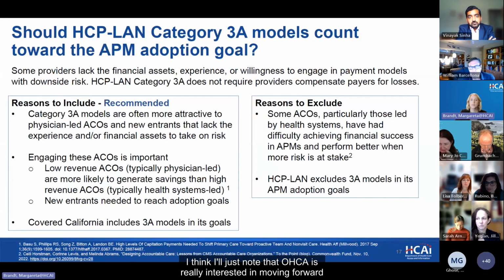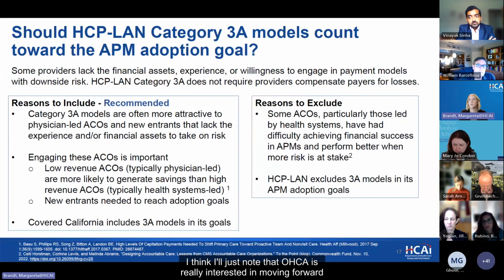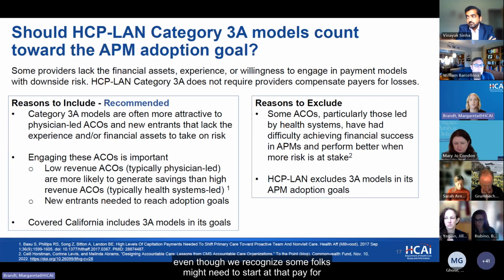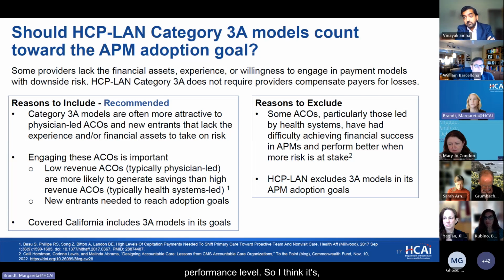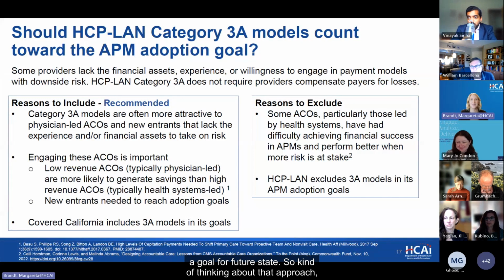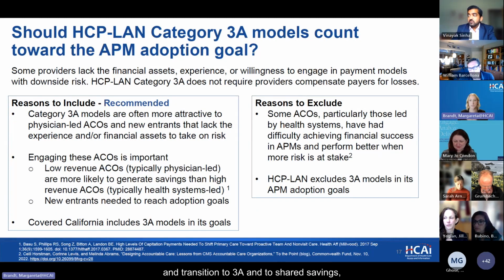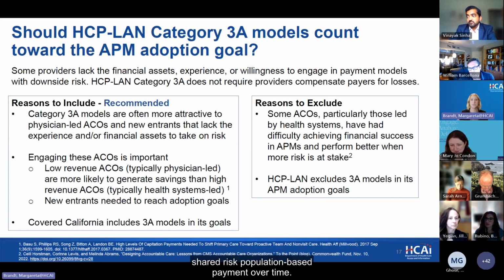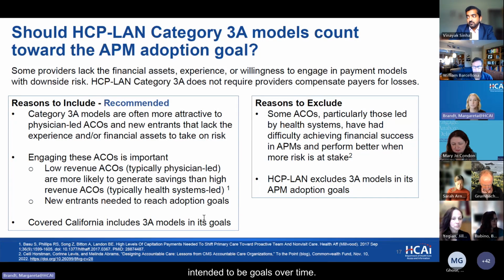Yeah, I think I'll just note that OHCA is really interested in moving forward with more prospective population-based payments. So thinking about 3A and above are a way to transition us there, even though we recognize some folks might need to start at that pay for performance level. So in terms of the goals, I think there's a potential for folks to transition over time, but that the goals are really intended to set, as they are, a goal for future state. So kind of thinking about that approach, like, can we do what we're doing now in terms of 2C, or get more folks on 2C and transition to 3A and to shared savings, shared risk, population-based payment over time. So I just flag that as a potential approach, that these are intended to be goals over time.